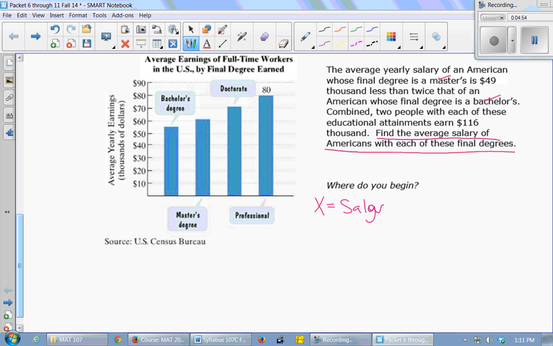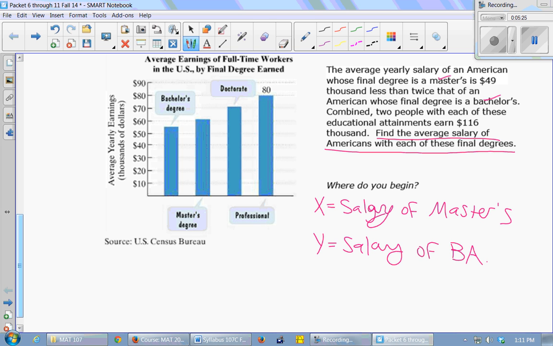X will be salary of master's and Y will be salary of a bachelor's. Good. All right, so they're asking us to find two things, so we could define two variables. And then we can start to try to translate these crazy sentences. Now that we have variables to represent the things that they're talking about, it's a lot easier.